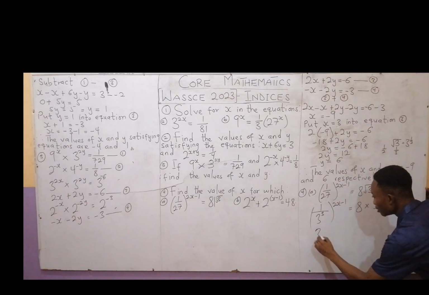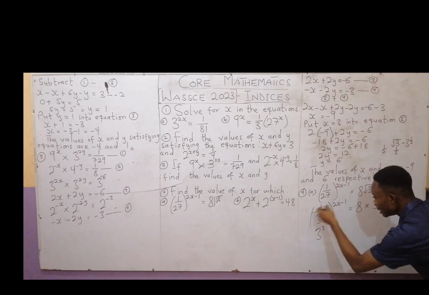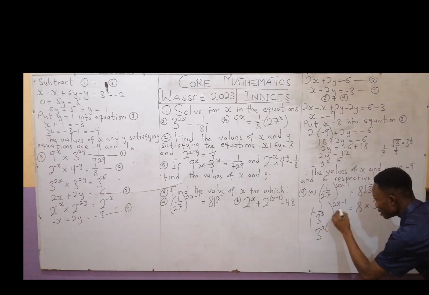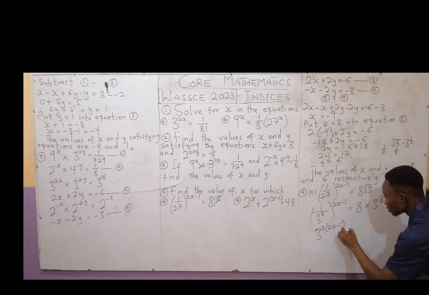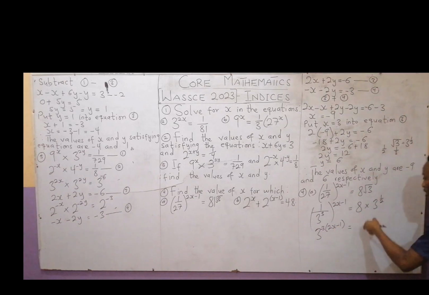Reciprocation. So that will be 3 raised to the power negative 3, meeting the power multiplies. Then this can be expressed in exponential form. Yes, that is 2 raised to the power 3 times 3 raised to the power 1 over 2.